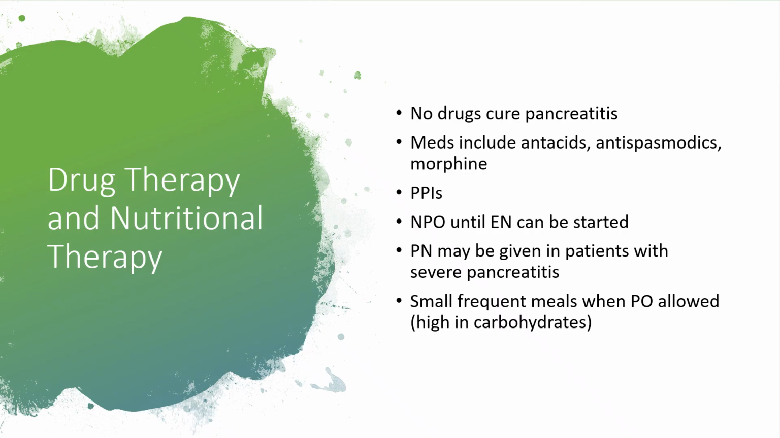Antacids help to neutralize gastric hydrochloric acid secretion. Antispasmodics help to relax smooth muscle, and we also give supplemental O2 therapy so that it can be used to maintain an O2 saturation of or above 95%. PPIs help to decrease acid secretions.